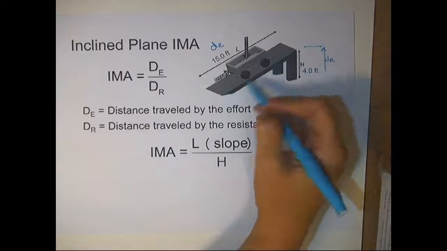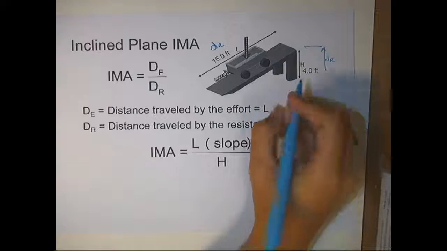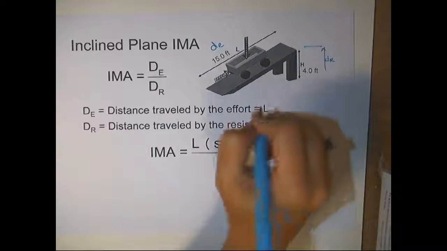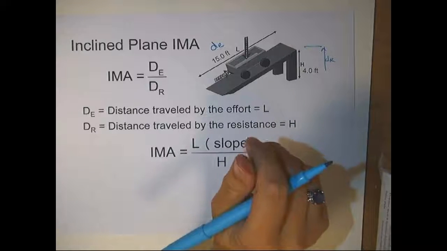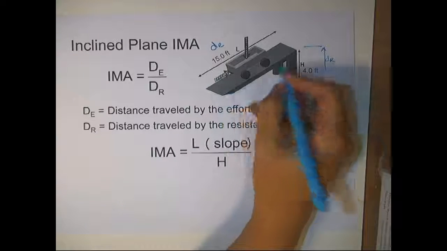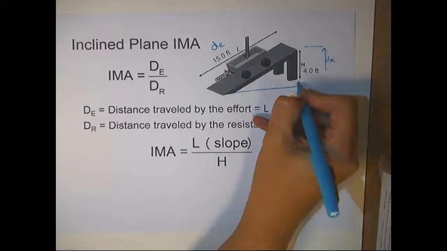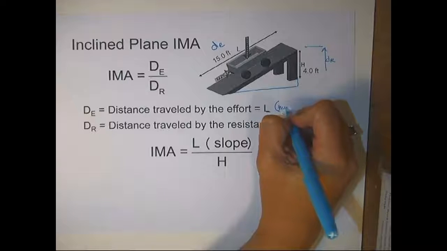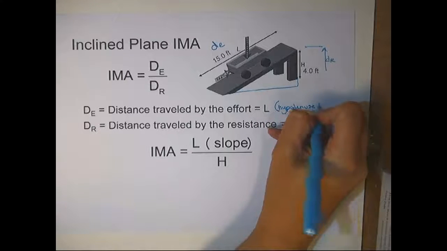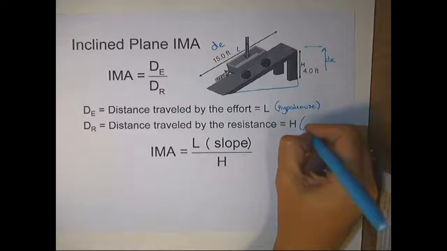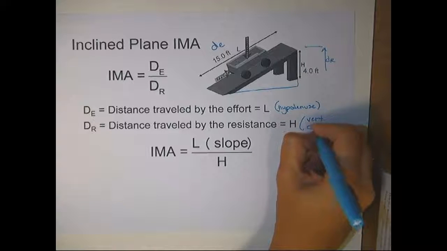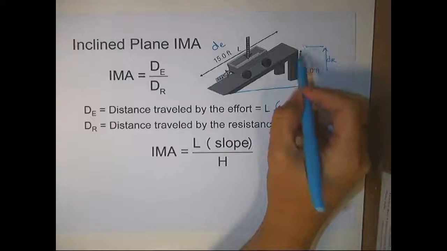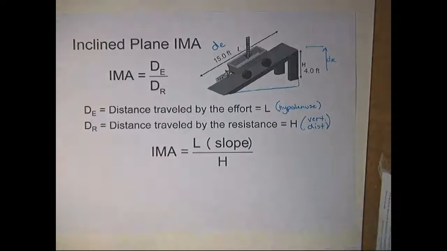So if we look at it with respect to the inclined plane, this is what we think about as L, the length of the plane. It's the diagonal distance going up. If you think in terms of a Pythagorean theorem, this would be the hypotenuse of this triangle right here. Here's my triangle. L is the hypotenuse of the triangle. And H is the vertical distance. My dr on an inclined plane is always going to be my vertical distance here.